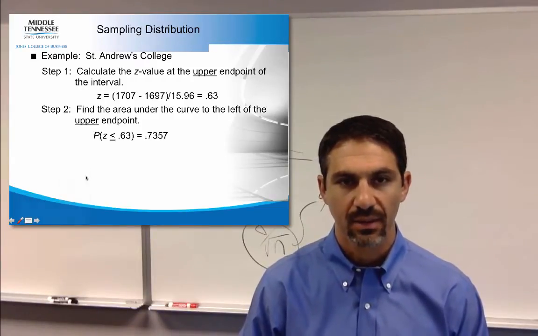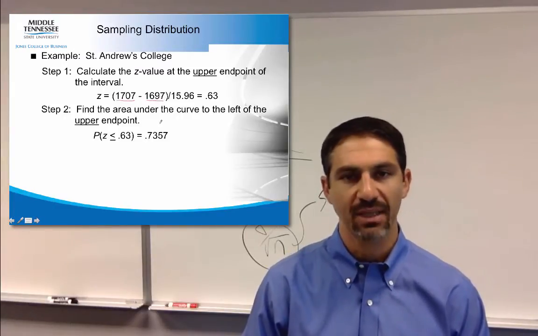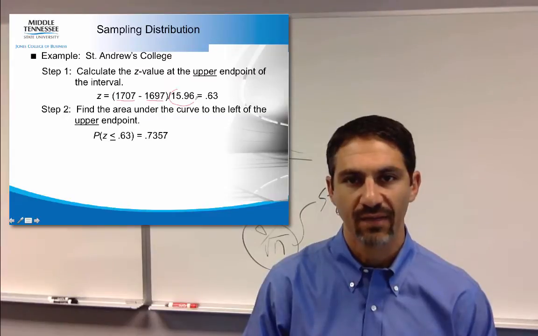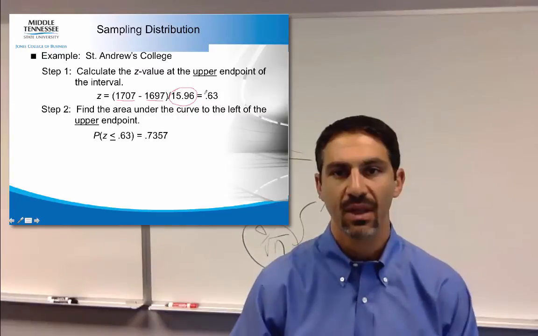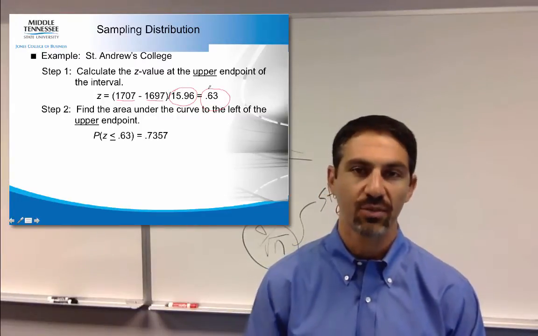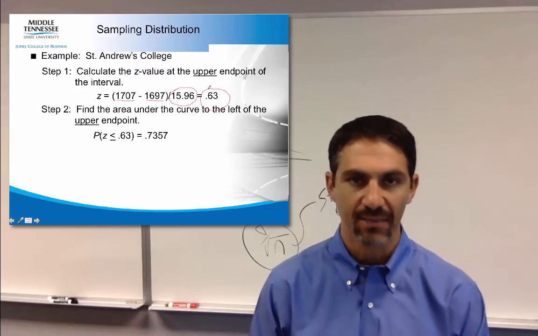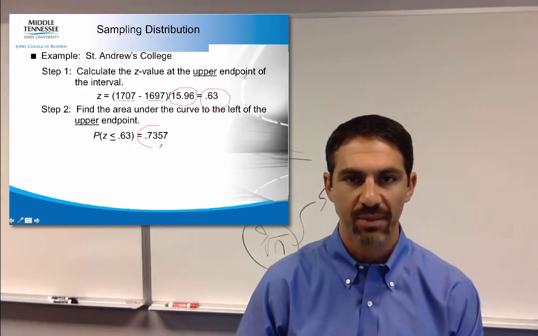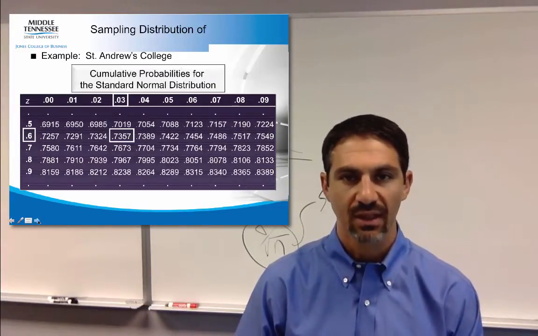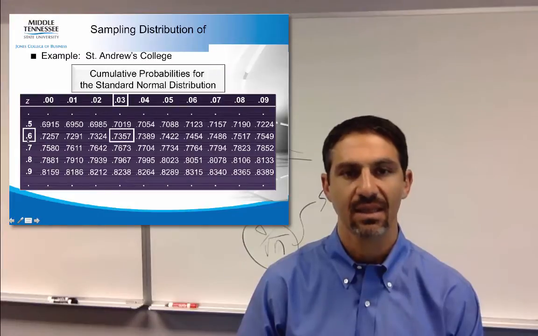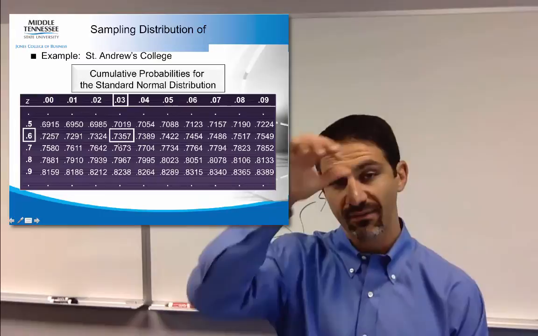Let's get red. There we go. So there's the 1707. Subtract from it the population mean. And then we divide it by that standard error. That standard error is what you see over on the side. And that gives you a z-score of 0.63. Well, if I look up 0.63 in my table, I will find a probability of 0.7357. So if I look at that here, you can see there's 0.6, there's the 3, and that's 0.7357.